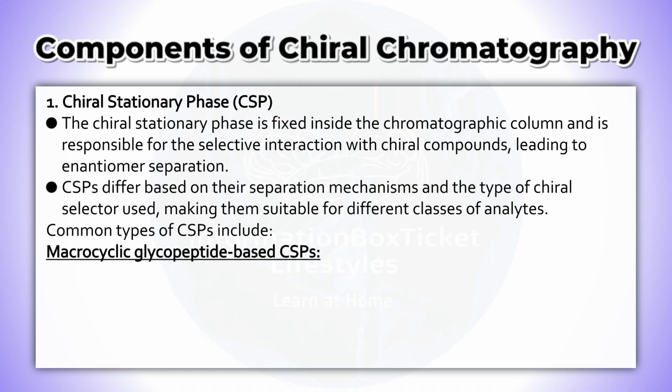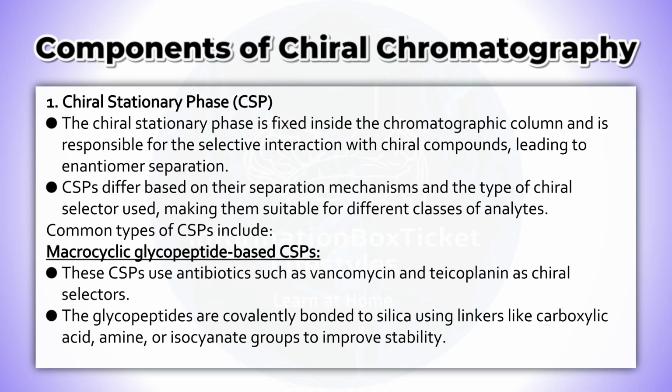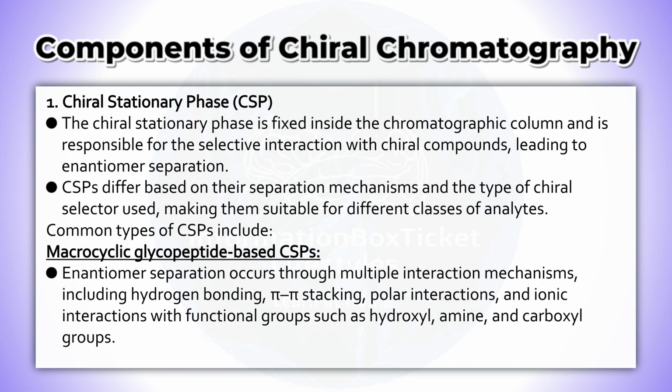Macrocyclic glycopeptide-based CSPs. These CSPs use antibiotics, such as vancomycin and teicoplanin, as chiral selectors. The glycopeptides are covalently bonded to silica using linkers like carboxylic acid, amine, or isocyanate groups to improve stability. Enantiomer separation occurs through multiple interaction mechanisms, including hydrogen bonding, pi-pi stacking, polar interactions, and ionic interactions with functional groups such as hydroxyl, amine, and carboxyl groups.